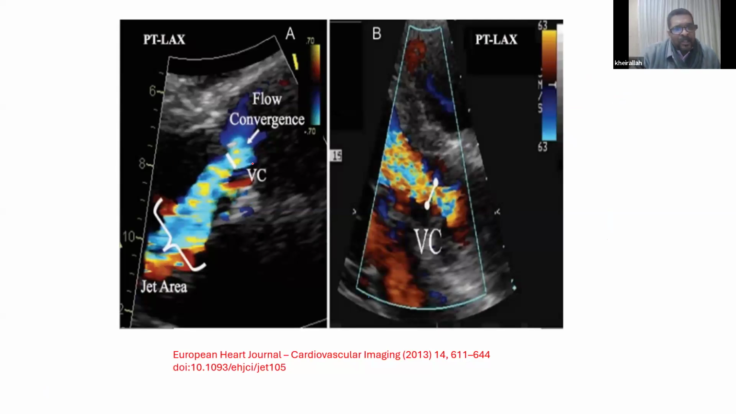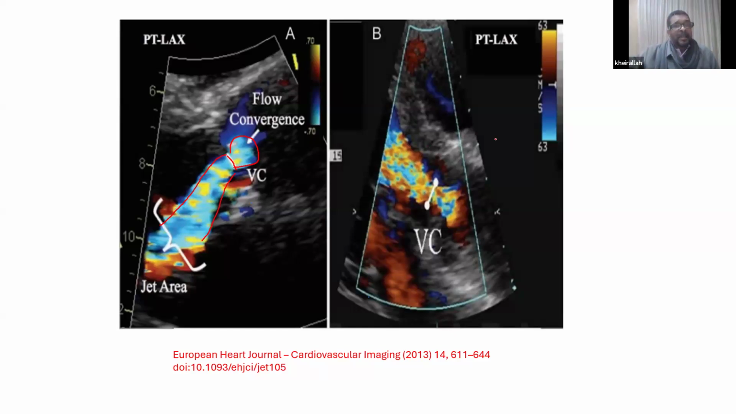Look at this jet of AR. It has a hemicircle here called flow convergence, and it has a neck here called vena contracta, and it has the jet. So there are 3 components: flow convergence, vena contracta, and the jet proper. So how we evaluate the severity of regurgitation, whether it's AR, MR, TR, PR, it's the same. We go for these 3 components.